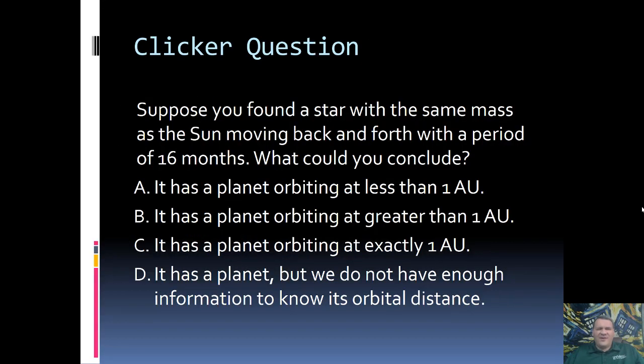All right, here's a thought question for you. Suppose you found a star with the same mass as the sun moving back and forth with a period of 16 months. What can you conclude? A, it has a planet orbiting at less than 1 AU. B, it has a planet orbiting at greater than 1 AU. C, it has a planet orbiting at exactly 1 AU. Or D, it has a planet, but we do not have enough information to know its orbital distance. Go ahead and think about it, and we'll discuss in just a bit.